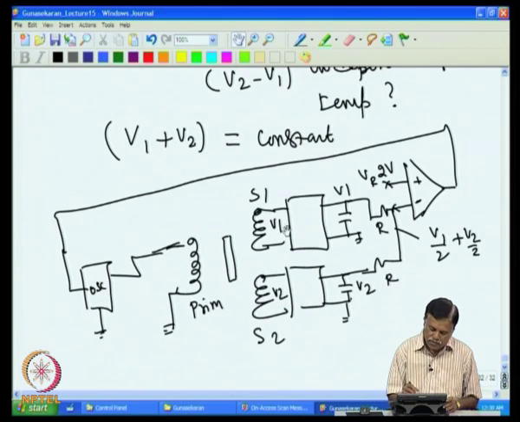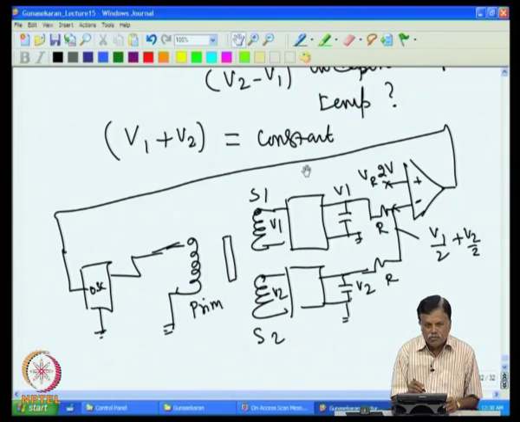That means, even if temperature changes and the resistance increases, this voltage will decrease, this also will decrease. That will make this voltage go high, and the oscillator voltage will increase to compensate the loss that took place on the resistance. So, by this action, V1 plus V2 will always be constant. This is how the loop is maintained.